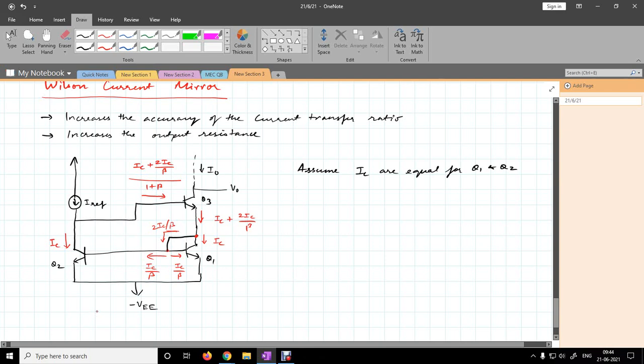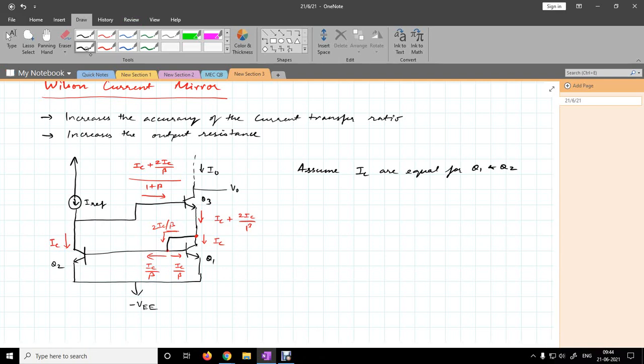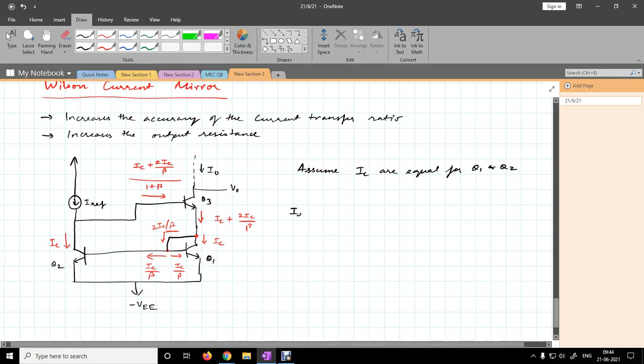So from this I can write I reference as IC plus 2IC by beta divided by beta plus 1. This is my I reference. Then what will be I naught? Here obviously I naught can't be IC. This is what I naught is.